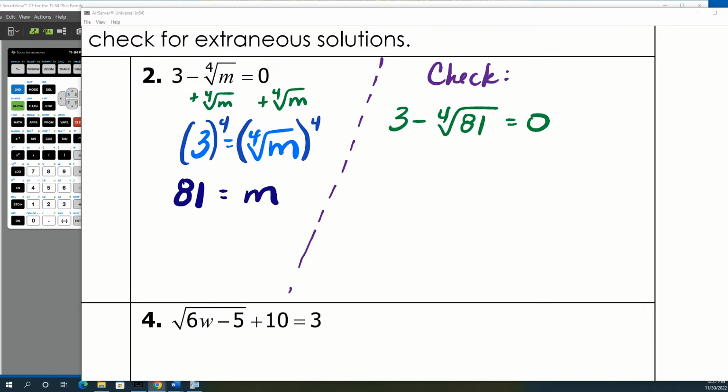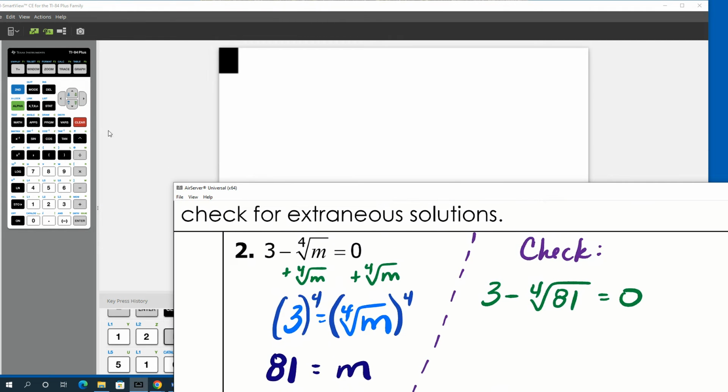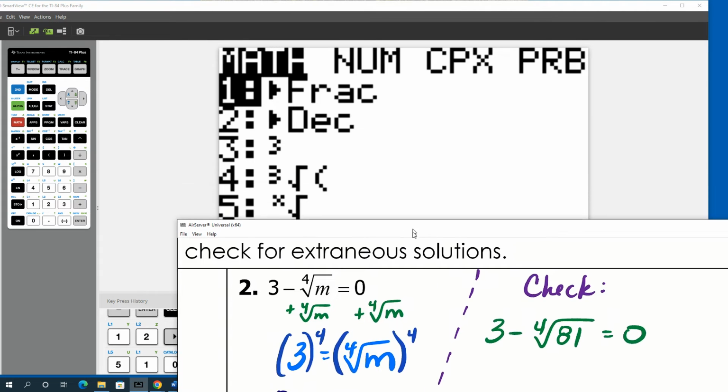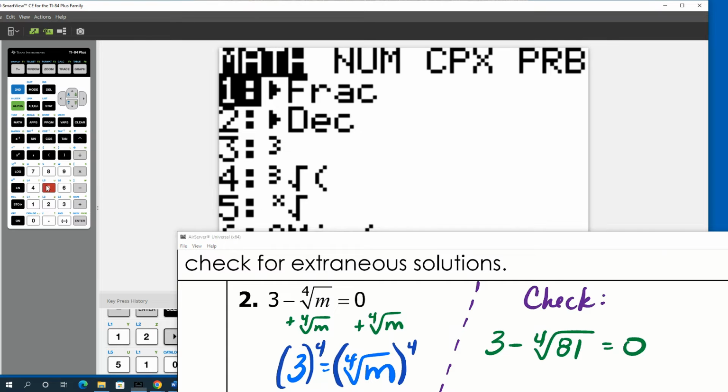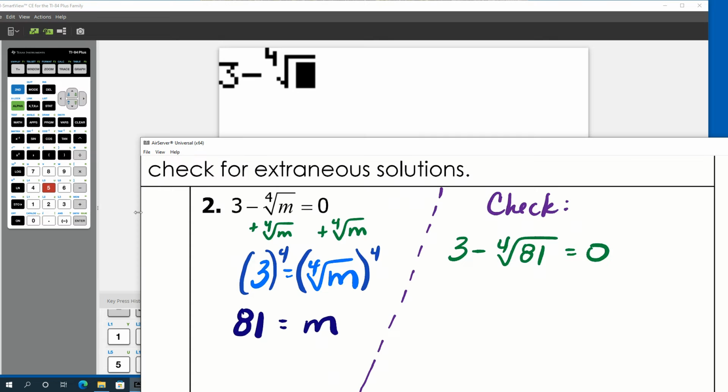All right, when I plug this in, I'm just going to do 3 minus. And then when you want to do the 4th root, you're going to hit 4 for a 4th root, and then math, and then number 5. So it'll take the last thing you typed, and it makes it the index. All right, I do get 0, so that's good. That means it is a solution.